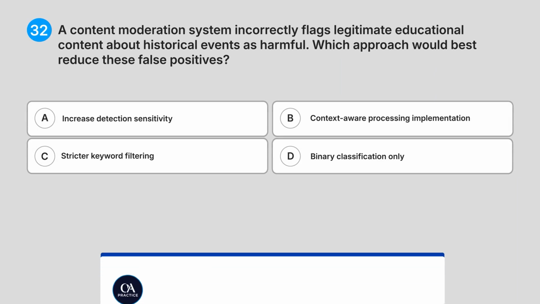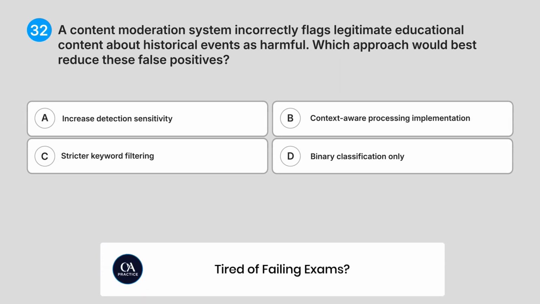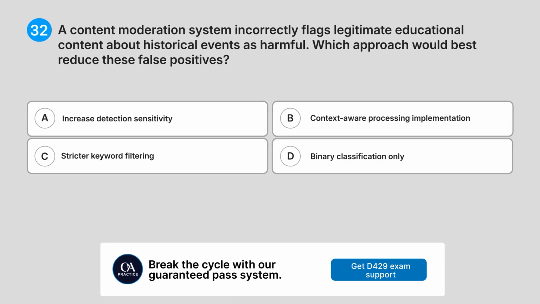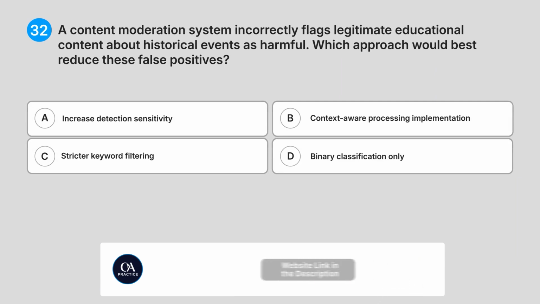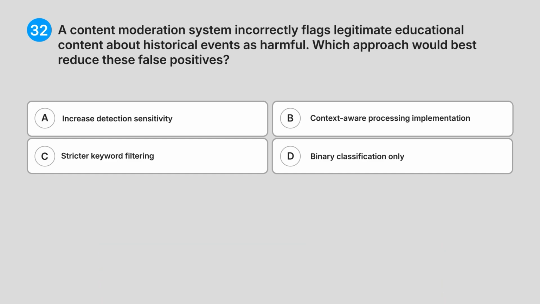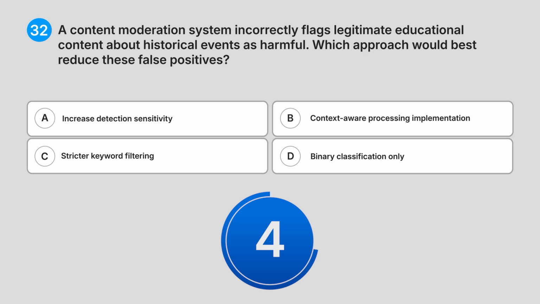32. The content moderation system incorrectly flags legitimate educational content about historical events as harmful. Which approach would best reduce these false positives? A. Increased detection sensitivity. B. Context-aware processing implementation. C. Stricter keyword filtering. D. Binary classification only. Do you know the answer?